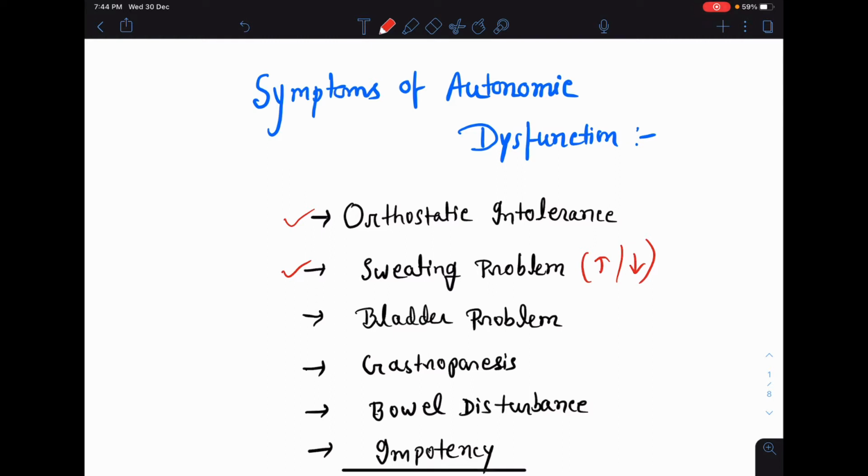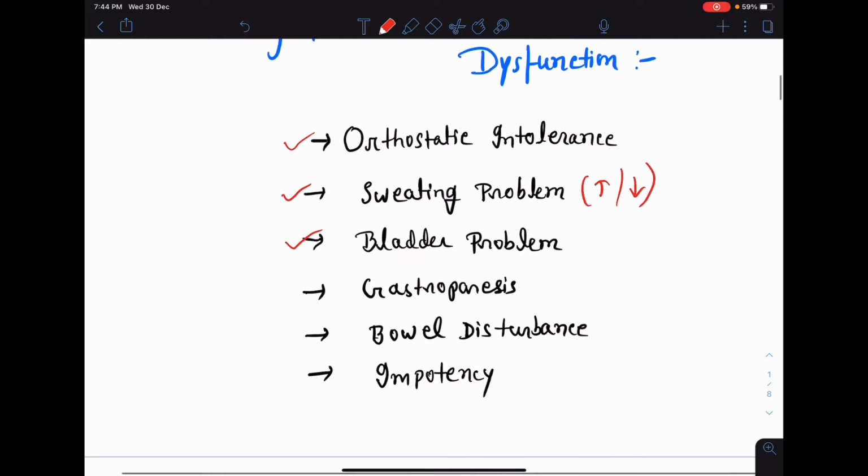The patient may present with bladder problems like urinary incontinence, increased urinary frequency, hesitancy. The patient may present with gastroparesis and bowel disturbance like constipation. The patient may also present with sexual disturbance like impotency.